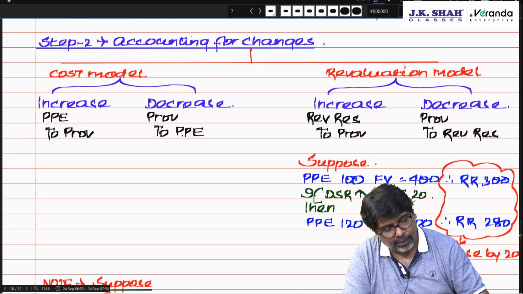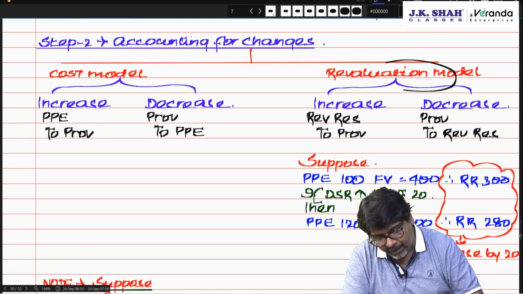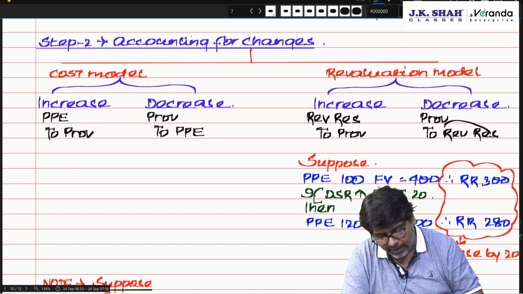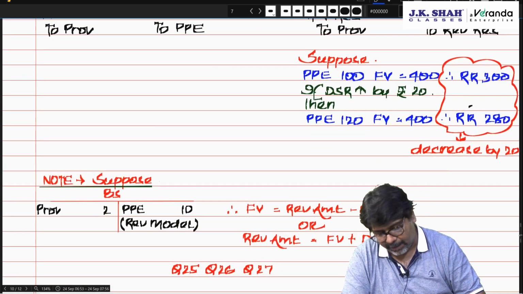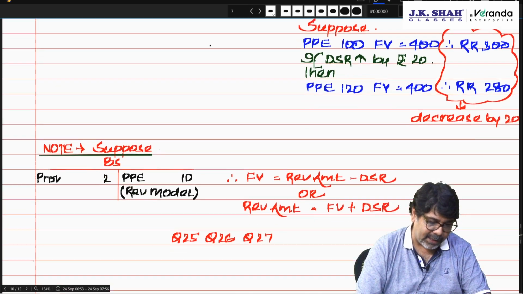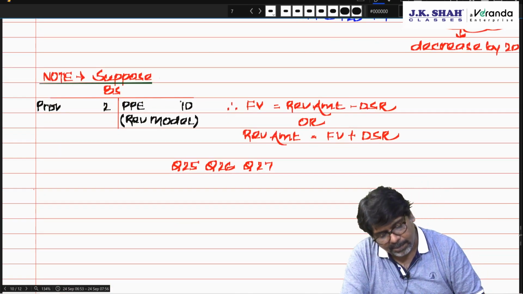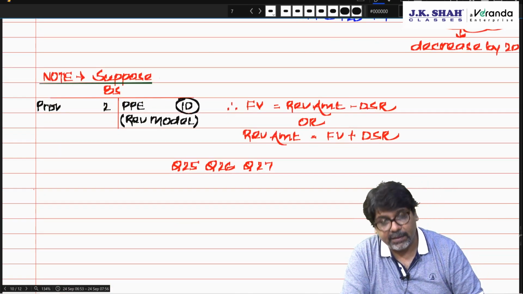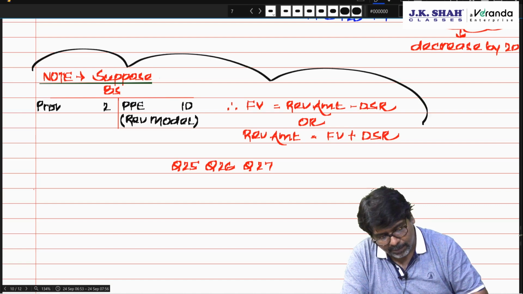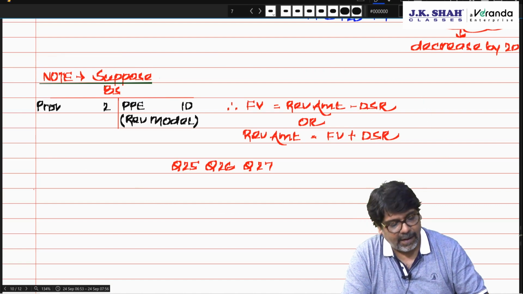Increase, decrease, so you will impact PP. But if there is revaluation, then the change will go to revaluation reserve. That is the same, suppose I have given. Correct. Now chartered, suppose PP under revaluation model is this, will help you solve practical questions.